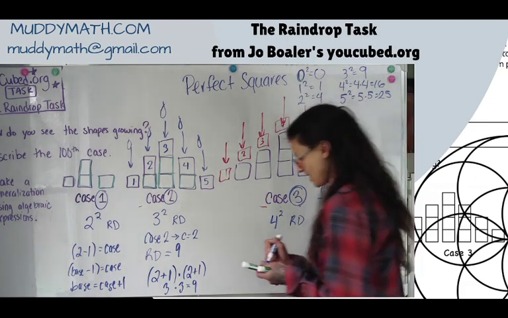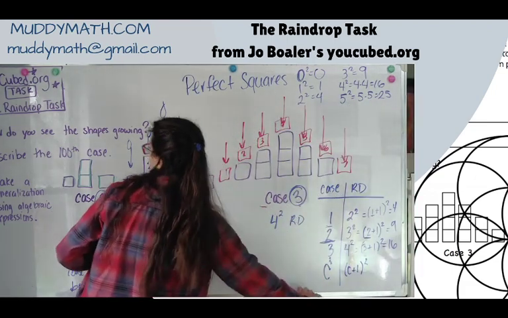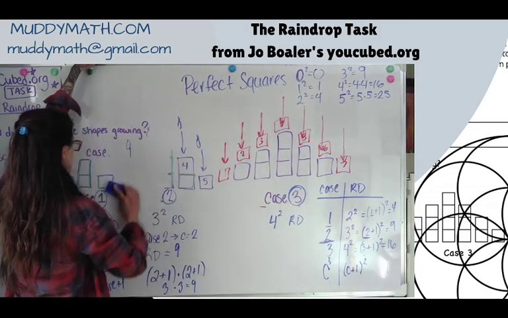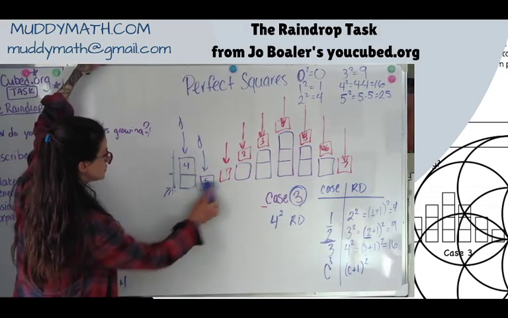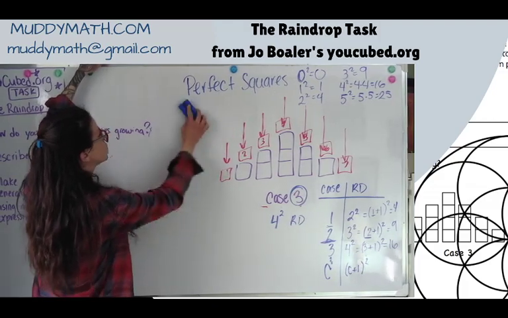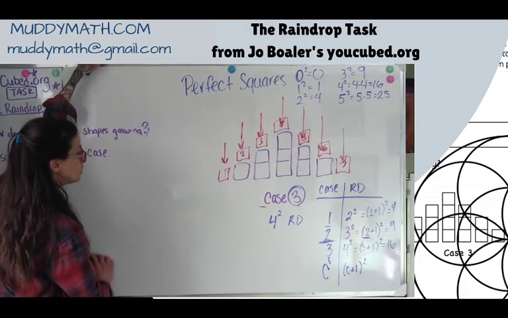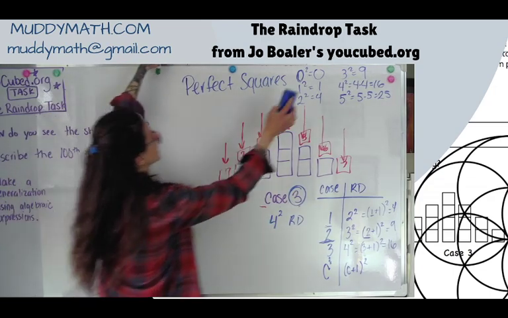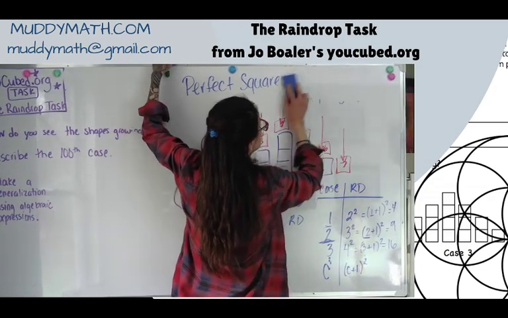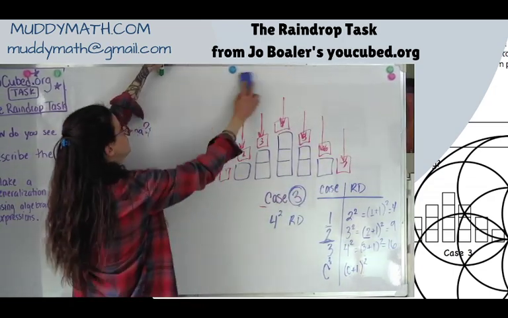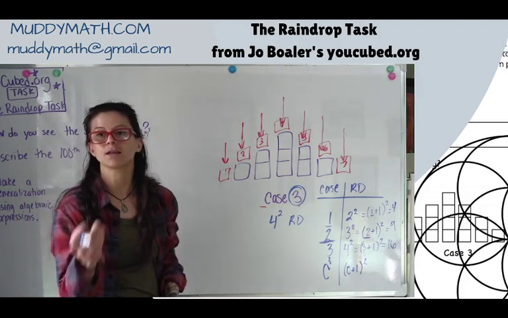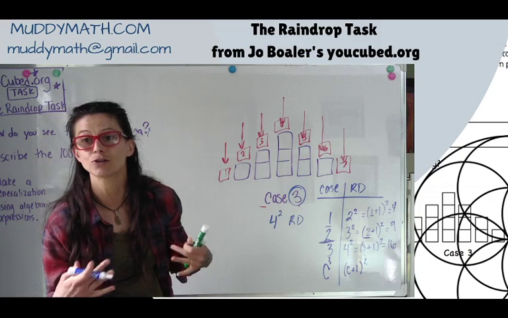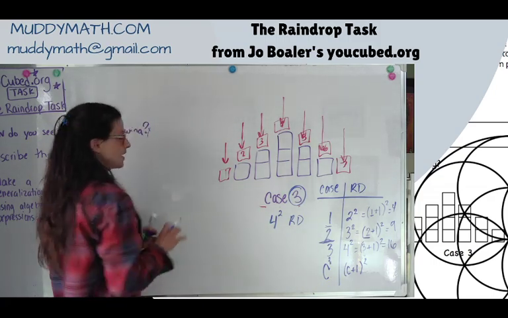So let's try that. Okay, so the 100th case, what do you think that would be? What do you think 100 plus 1 squared is going to be close to? Well, I love estimating, so when I estimate, I'm thinking about 100 squared because 100 is way easier to deal with. It has zeros and ones. I love zeros and ones, okay?